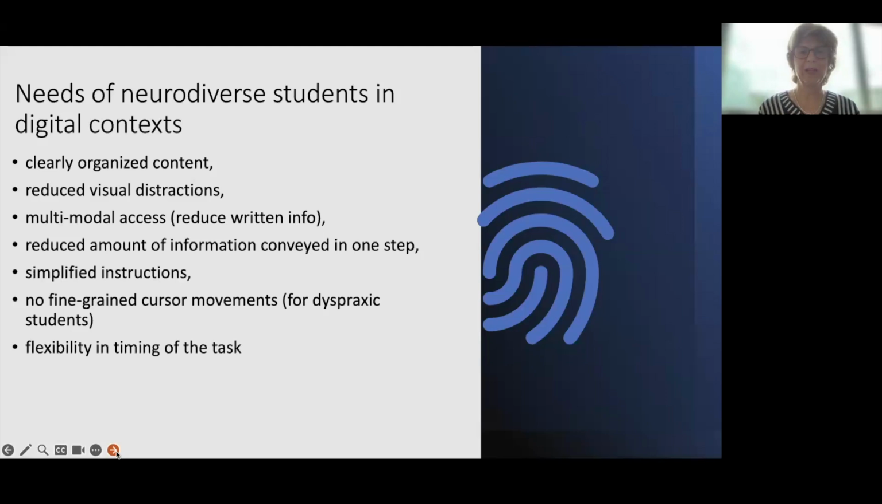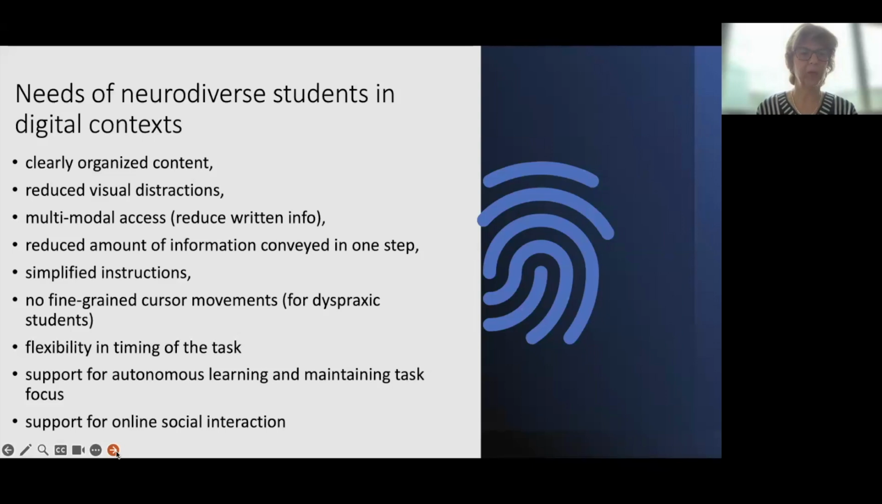And then, as I said earlier, flexibility in the timing of the task, again, is crucial for neurodiverse students because they might be slower processing information, right? And then supporting autonomous learning and maintaining task focus. Again, it takes us back to universal design, but it is very important for students who might be neurodiverse.